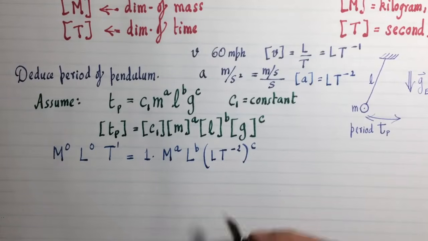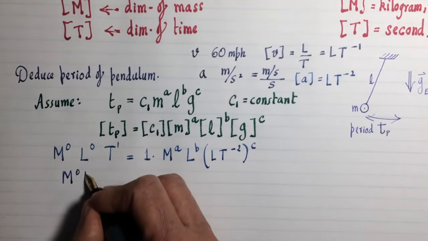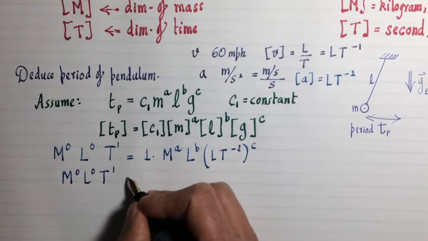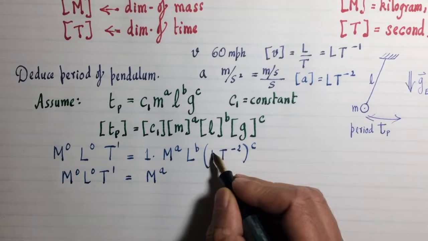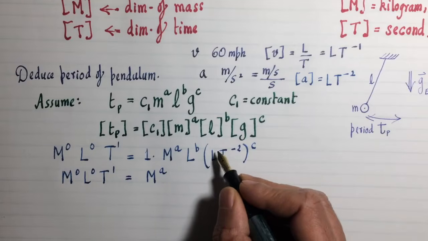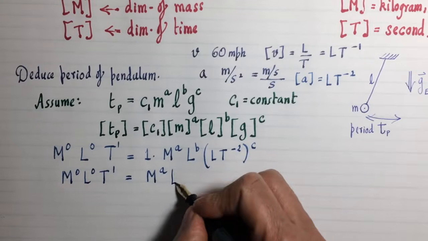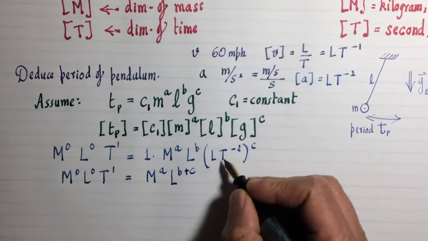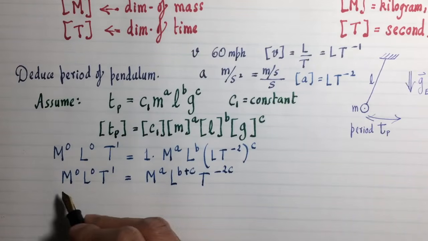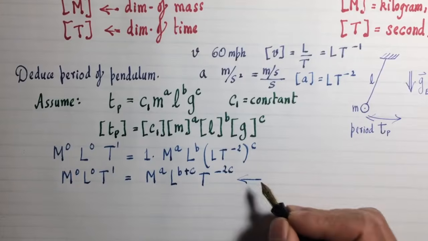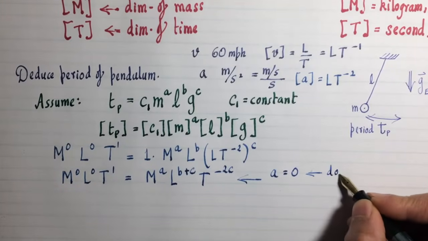At this point, what I'm going to do is use the rules of powers. So on the left side, I still continue to have M to the 0, L to the 0, T to the 1, while on the right side I have M to the A, L to the B plus C, because you have L to the B times L to the C, and that's going to be L to the B plus C. And then I'm going to get T to the minus 2C over here. Now all I have to do is compare the powers on both sides. This immediately tells us that A is 0, or does not depend on mass.